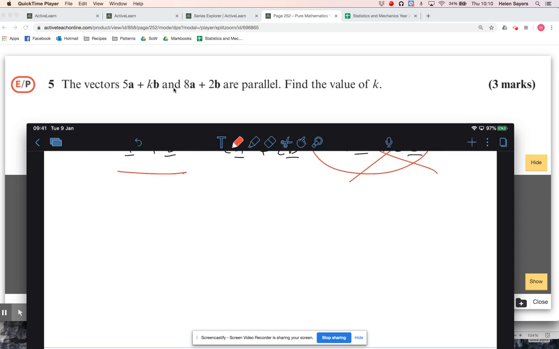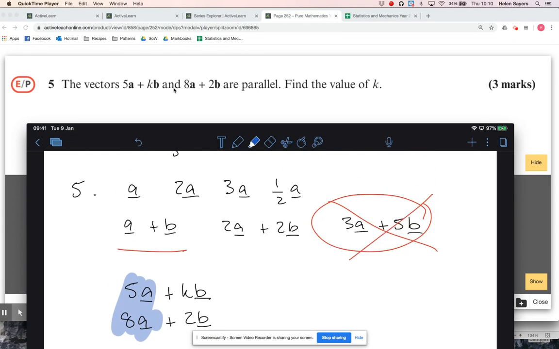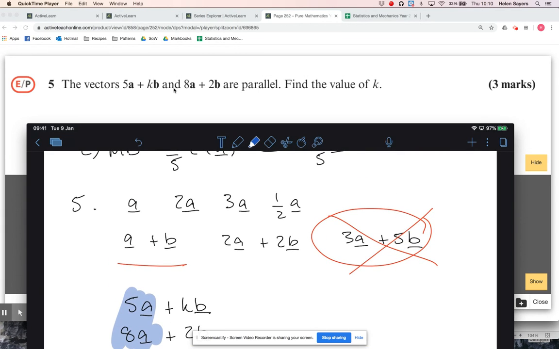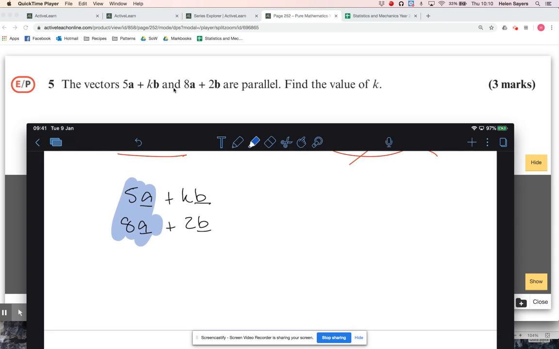So if we look at the ones that they've given us, 5a plus kb is parallel to 8a plus 2b. So it's the a vector I can look at to decide the scale factor. So looking at just these brief examples I put here, you can just look at that and see, well, look, that 2a plus 2b has been multiplied through by 2. So if we look at these, obviously this does not have an integer scale factor. So the scale factor from this one to this one is 8/5.